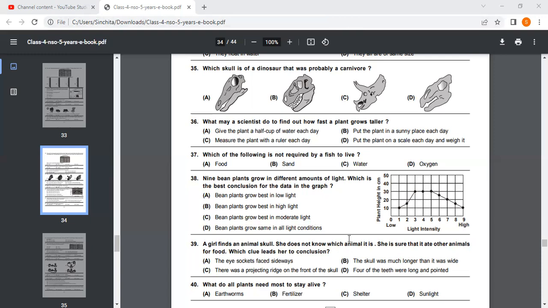Ma'am, option D. D for doctor or B for ball? Which one? Tell me, Debangshu. Debangshu, have you ever seen a plant or a tree? Ma'am, A. No, it's not A. Ma'am, C. No, it's not C. B, B. Very good. Excellent.